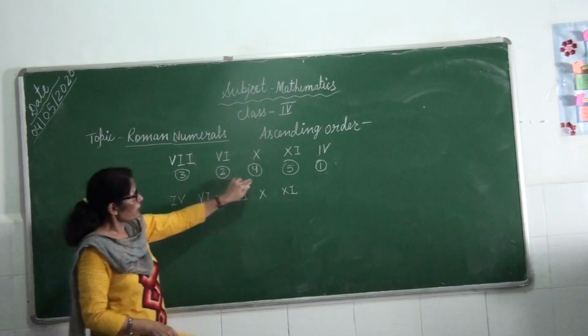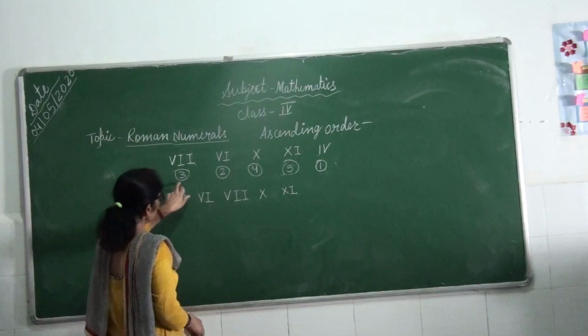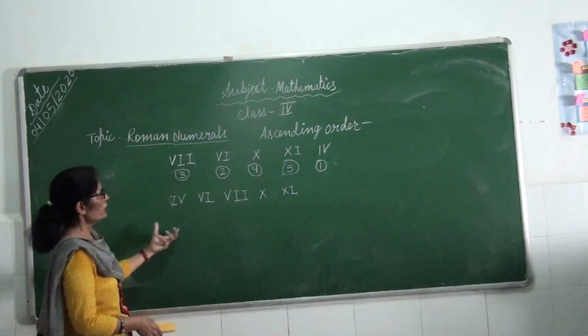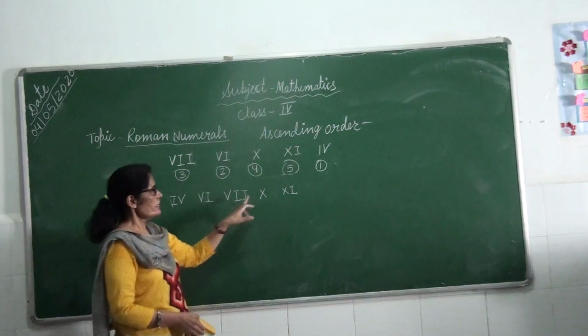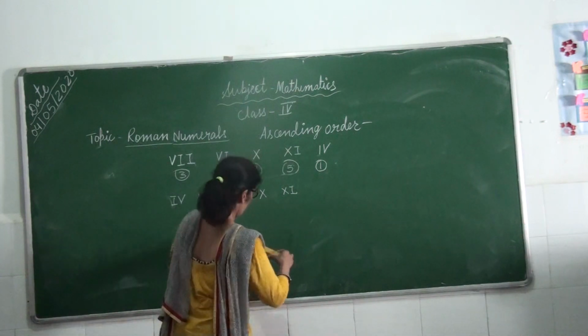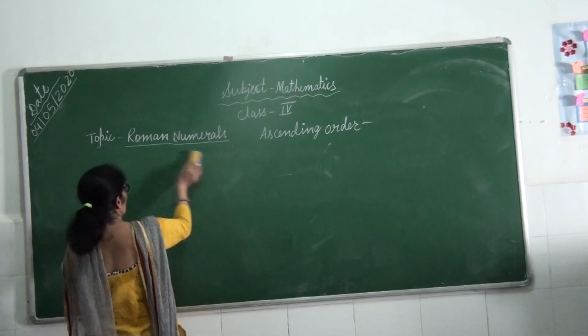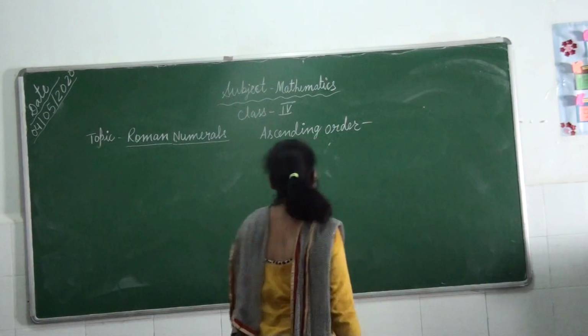Placing करने से, numbering करने से we can see easily which number is smaller, which number is greater, and we can write easily this number in ascending order. Now 4, 6, 7, 10 and 11. Another example I am taking here of ascending order. Ascending order का एक दूसरा example भी यहाँ पर मैं ले रही हूँ.